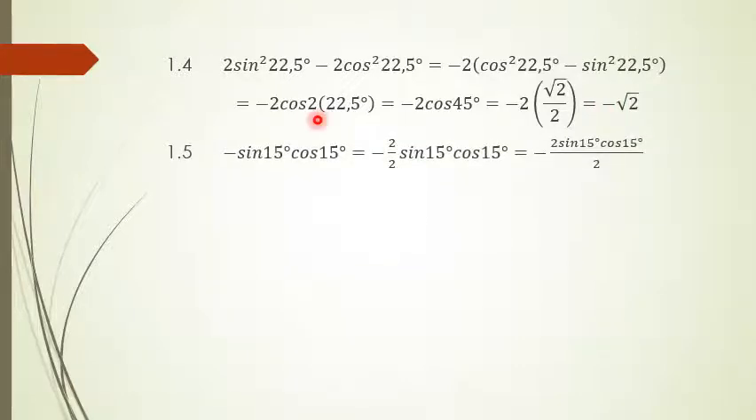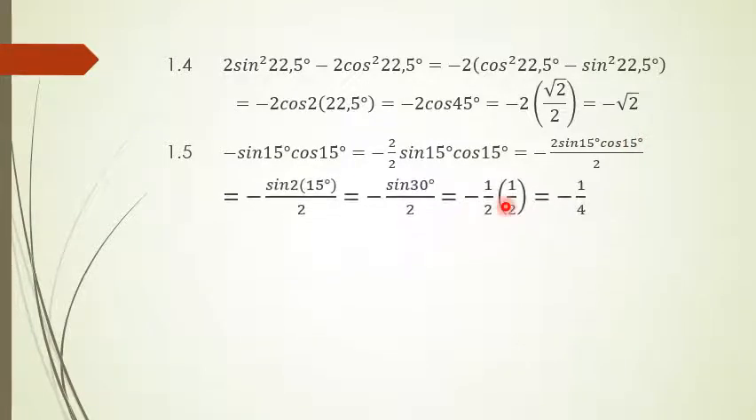1.5. Minus sine 15 degrees cos 15 degrees. We observe here that the challenge is the negative sign and the missing 2. So to create the missing 2, we must multiply by 2 over 2, which is 1, and does not change anything. It creates the 2 to help us to use the double angle formula. We just leave the minus sign here. Then that is minus 2 sine 15 degrees cos 15 degrees all over 2.